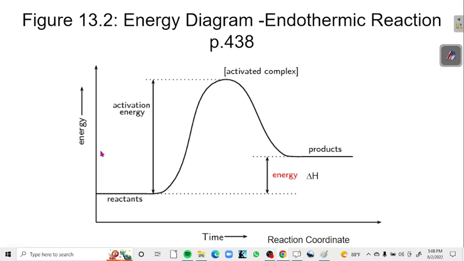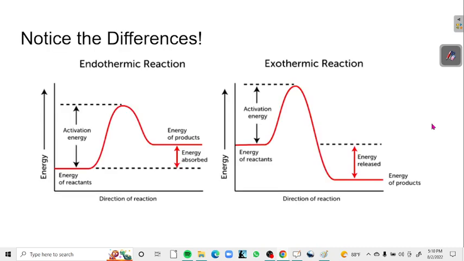Endothermic means that they are taking in energy, so how much energy it took in to proceed to create the product. Let's look at another example. In some of the problems, they're going to be giving you problems like these. They're going to show you different diagrams, and you're going to have to decide, is this an exothermic or an endothermic reaction? And the only way for you to do that is to notice the differences, okay?